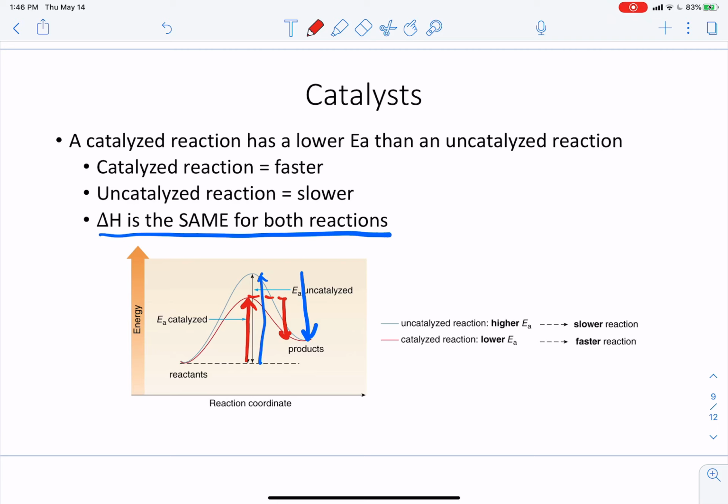So what happens is the difference between input and output of energy is the same, because with the uncatalyzed reaction, you have a bigger input of energy, but you also have a bigger output of energy when you make the bonds. With a catalyzed reaction, you have a smaller input of energy to break the bonds, but you also have a smaller output of energy when you make the bonds. So delta H is the same, okay? But delta H being the same does not mean that you get to the products at the same rate. We use catalysts because the catalysts allow us to get to the product faster.